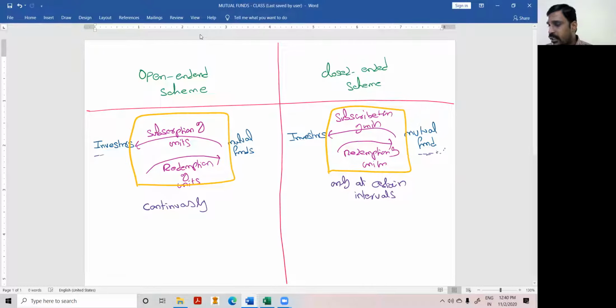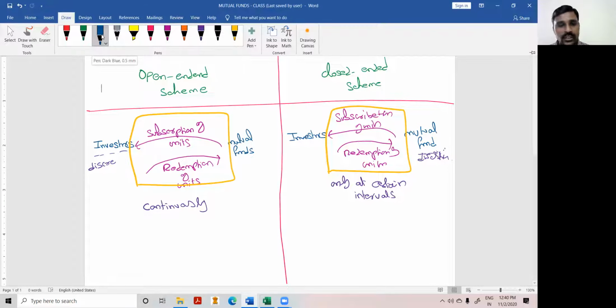But here it is not like that. Here the discretion lies with the investors. Whenever they want to subscribe, the fund issues. Whenever they want to redeem, the fund repurchases. In the closed-ended scheme, whenever the fund issues, you have to subscribe. Whenever the fund repurchases, only then you can redeem. That means the discretion is with the fund. That is the basic difference.